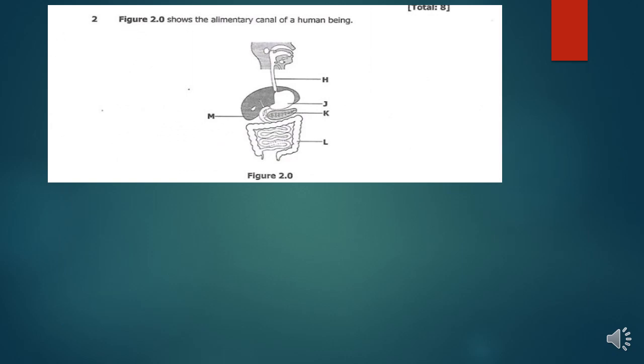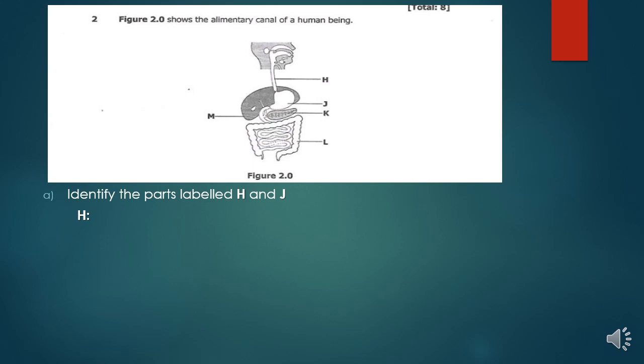For paper 2, question 2 says: Figure 2.0 shows the alimentary canal of a human being. So this is the digestive system that we have. Question A states: identify the parts labeled H and J. So we have the parts labeled H and J.